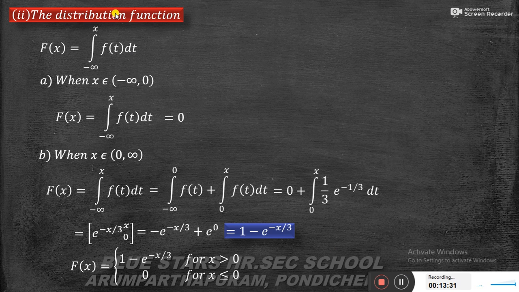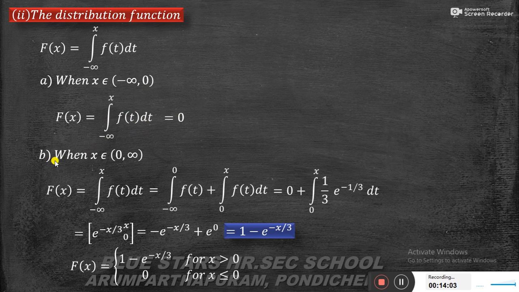Distribution function means capital F of x. Capital F of x means this is the formula, integral minus infinity to x f of t dt. So the limit is 0, because x less than or equal to 0 represents the limit minus infinity to x. Its answer is 0. So x belongs to minus infinity comma 0 means I represent the limit, that means minus infinity to x f of t dt means the function is 0.